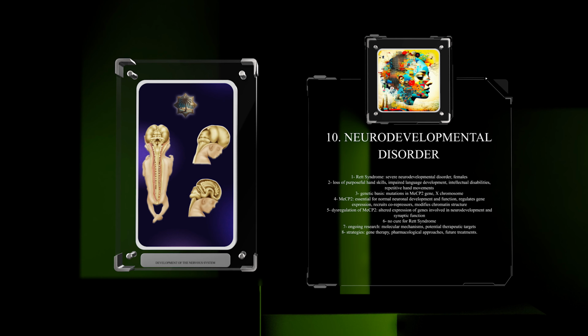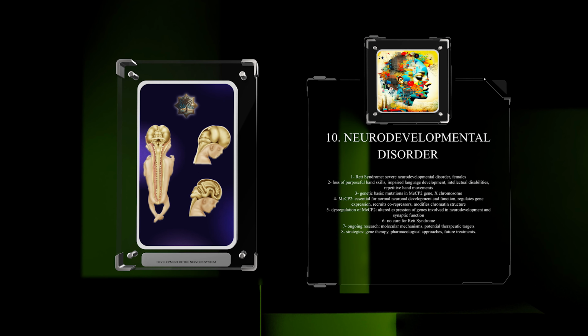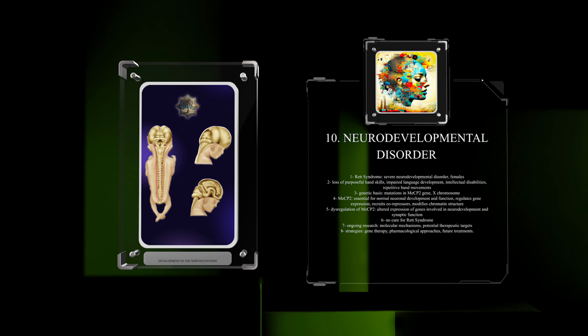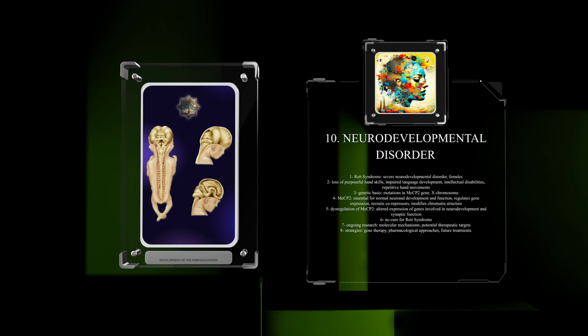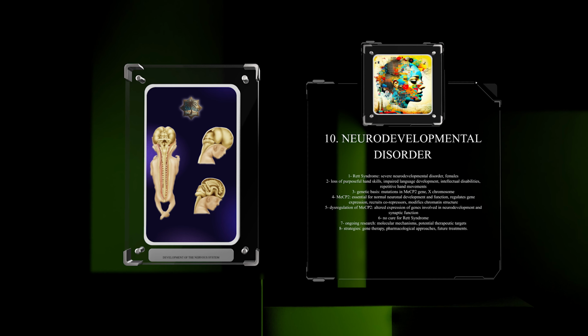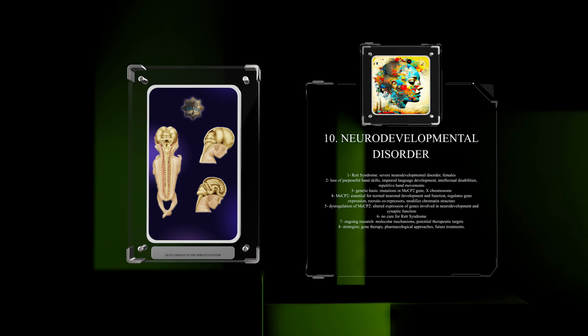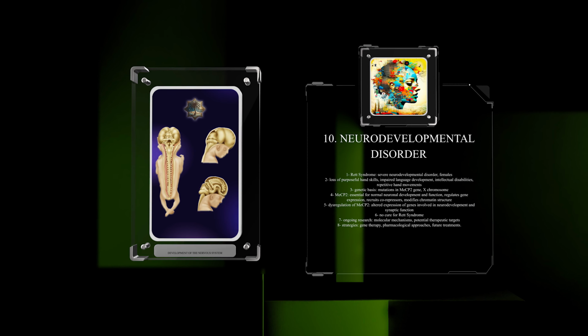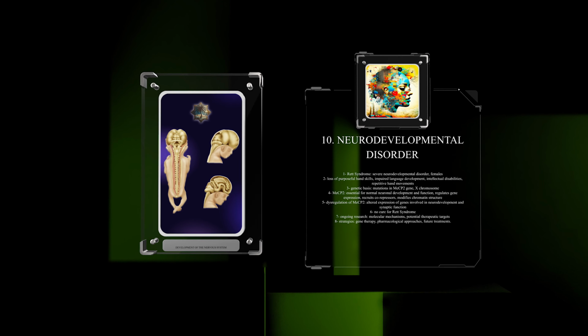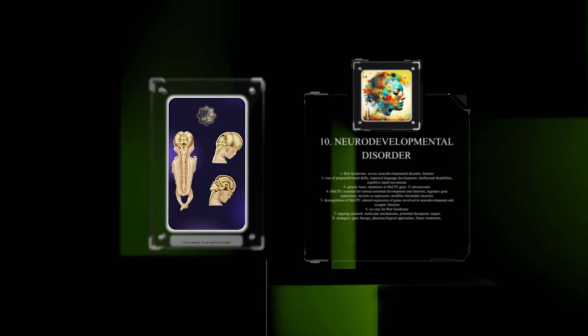MECP2 is known to regulate gene expression by recruiting co-repressors and modifying chromatin structure. Dysregulation of MECP2 leads to altered expression of numerous genes involved in neurodevelopment and synaptic function. Although there is currently no cure for Rett syndrome, ongoing research aims to understand the molecular mechanisms underlying the disorder to identify potential therapeutic targets. Strategies such as gene therapy and pharmacological approaches hold promise for future treatments.